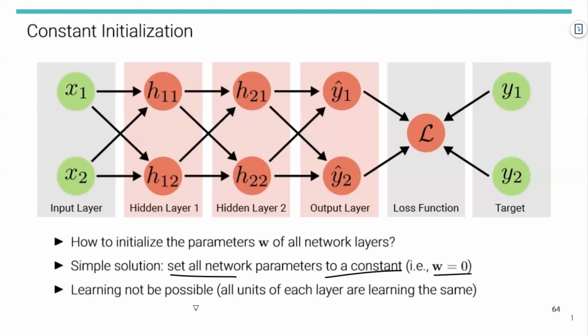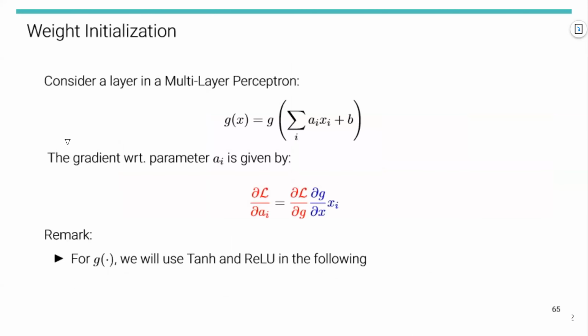In this case, learning might not be possible because all units of each layer are learning the same thing. They receive the same gradient because they have the same parameters, and everything learns the same thing, and not enough information can be extracted from the inputs. Therefore, this is not a good idea.